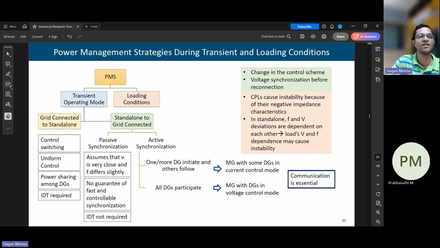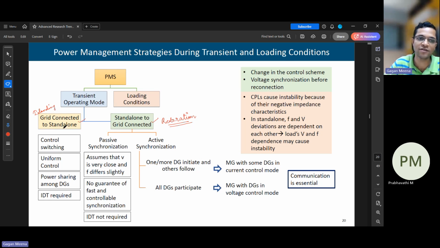In transient, there are two types of transition. One is from grid connected to standalone, and second one is from standalone to grid connected mode. So this is also the restoration of the main grid. The microgrid is being connected to the main grid. And this is the grid connected to standalone mode, which is the islanding.